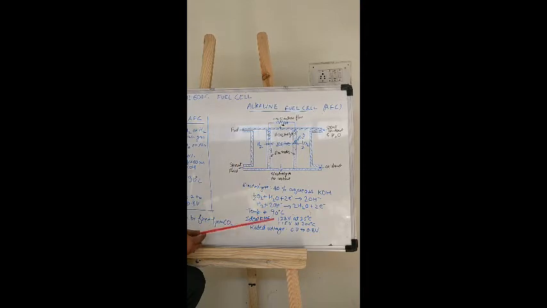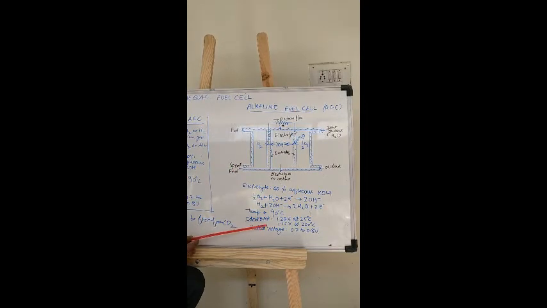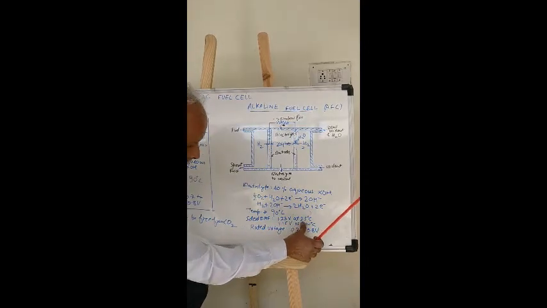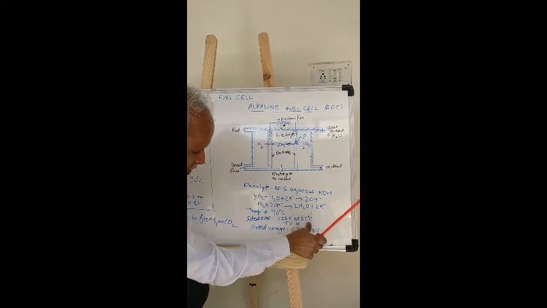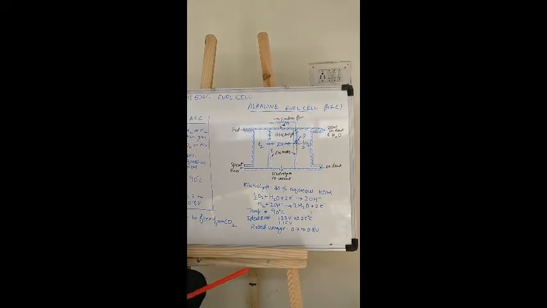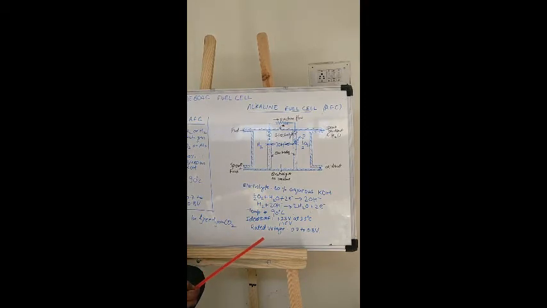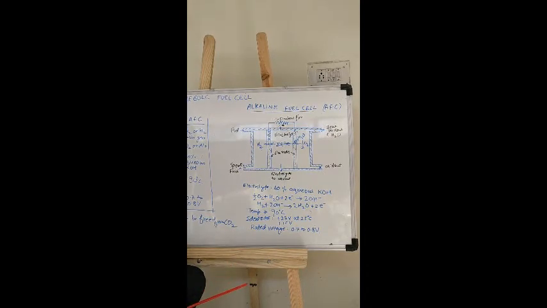If we consider the EMF generated during the alkaline fuel cell, it is similar to phosphoric acid fuel cell, which is written here. Ideal EMF is 1.23 volt at 25 degrees centigrade, and since this fuel cell works up to 90 degrees centigrade, it could be up to 1.15 volt. Rated voltage, actual rated voltage obtained is 0.7 to 0.8 volt. So this is about the operation of alkaline fuel cell.